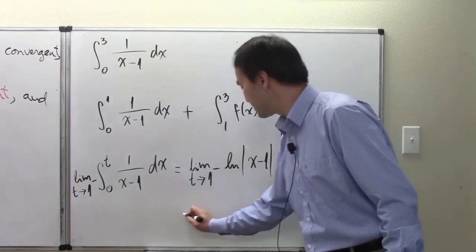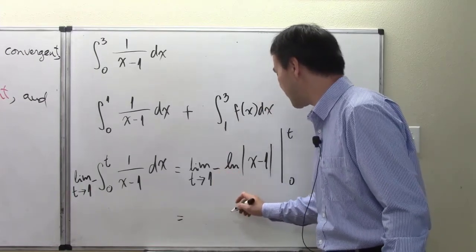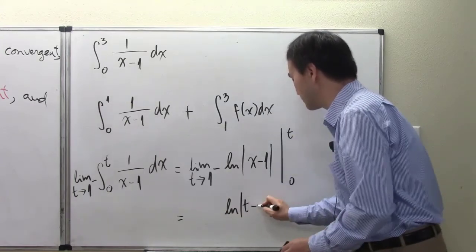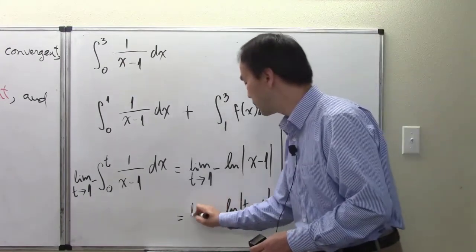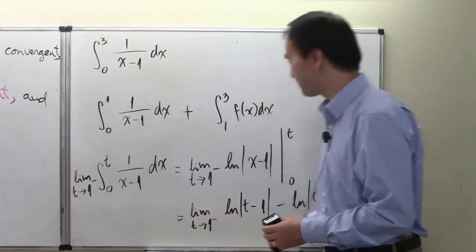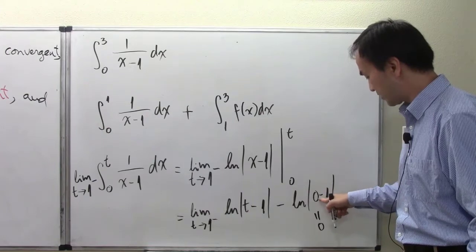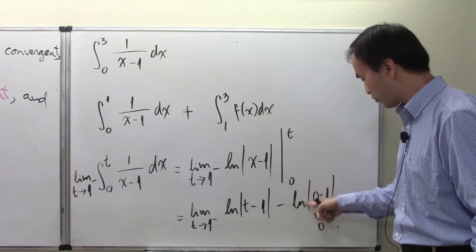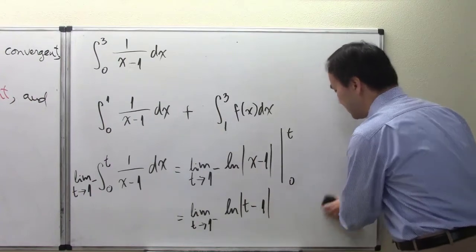And so now, further with the fundamental theorem of calculus, we're looking at the natural log of the absolute value of t minus 1, minus the natural log of the absolute value of 0 minus 1. And then we will take the limit as t approaches 1 from the left-hand side. The second term is going to 0, because 0 minus 1 is negative 1, in absolute value it's 1, and the natural log of 1 is 0. So that term is not much to worry about. I really have what's left behind, just this part right here.